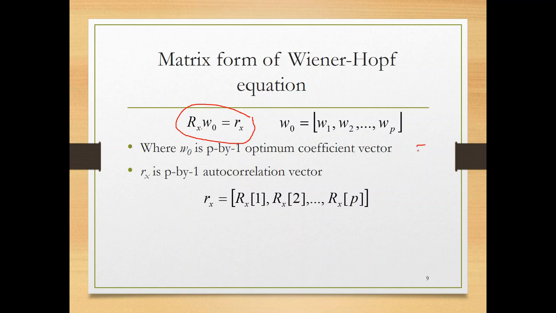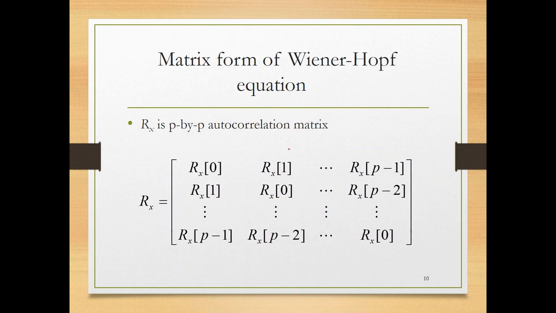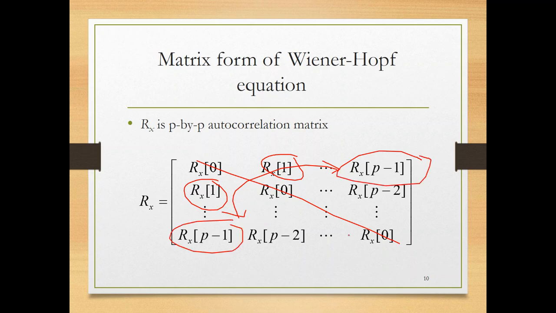W0 is the P by 1 optimal coefficient vector. P by 1 means it's a column, P rows, 1 column. Small rx is the P by 1 autocorrelation vector. We put the transpose here so that it becomes a column as well. And capital Rx is the P by P autocorrelation matrix, where the diagonal elements have Rx0, the offset elements have Rx1, and it has symmetry. The upper triangle has symmetry with the lower triangle; the value here is exactly equal to the value here, and so on. And the diagonal elements are all equal.